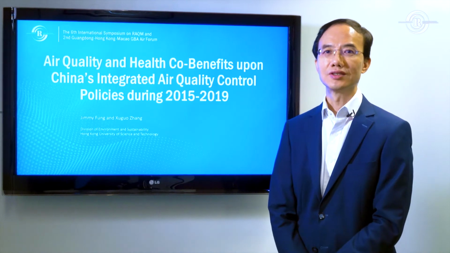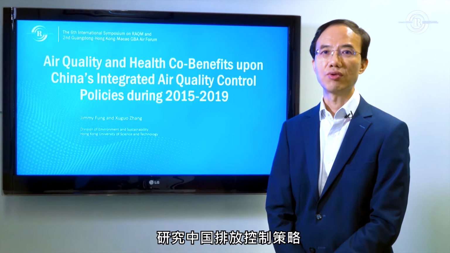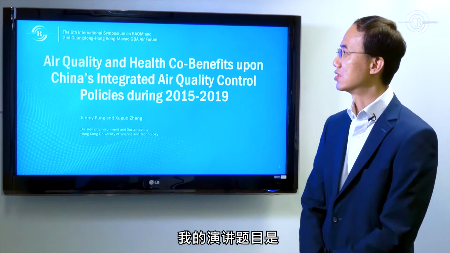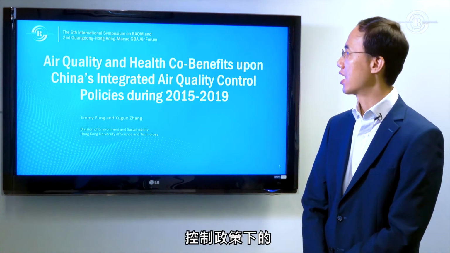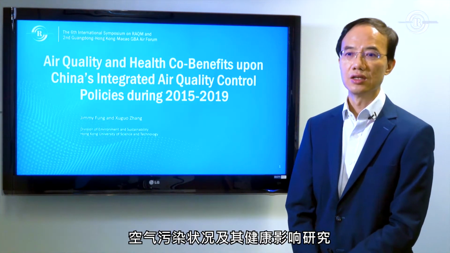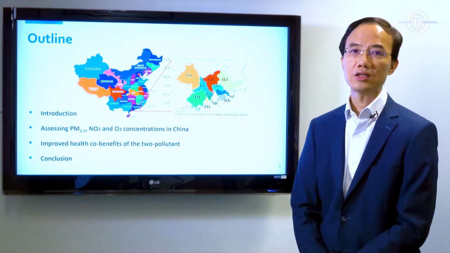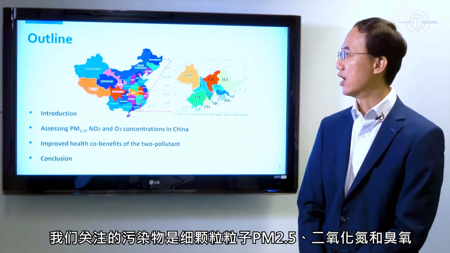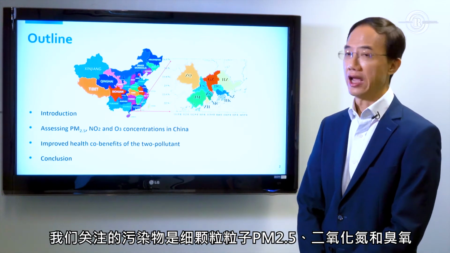Good morning, everyone. Today my talk is about using air quality modeling to study various control strategies in China. The title of my talk is on air quality and health co-benefits upon China's integrated air control policy during 2015 and 2019. The area of study is southern China, the Pearl River Delta, PRD in short. And the pollutants we are looking at are PM2.5, NO2, and ozone.